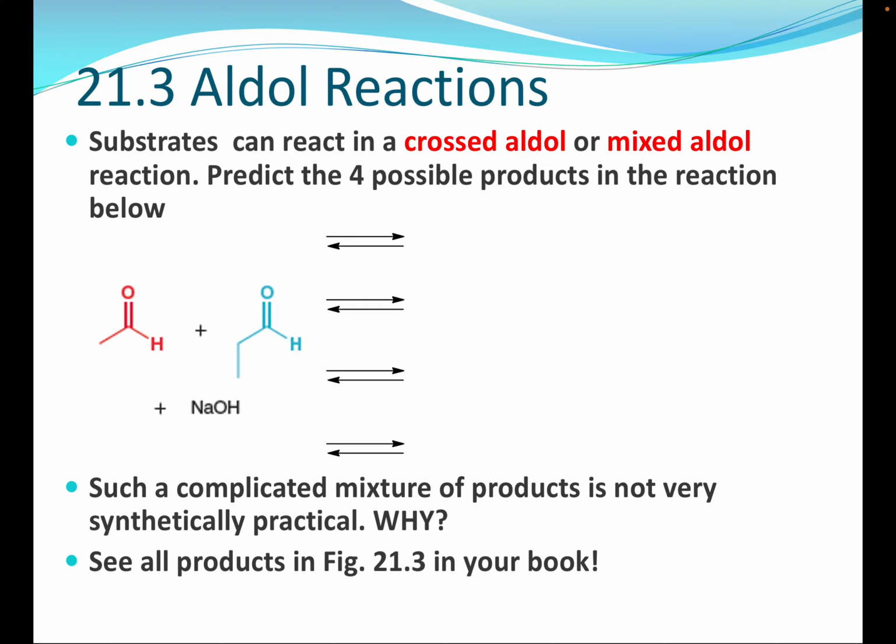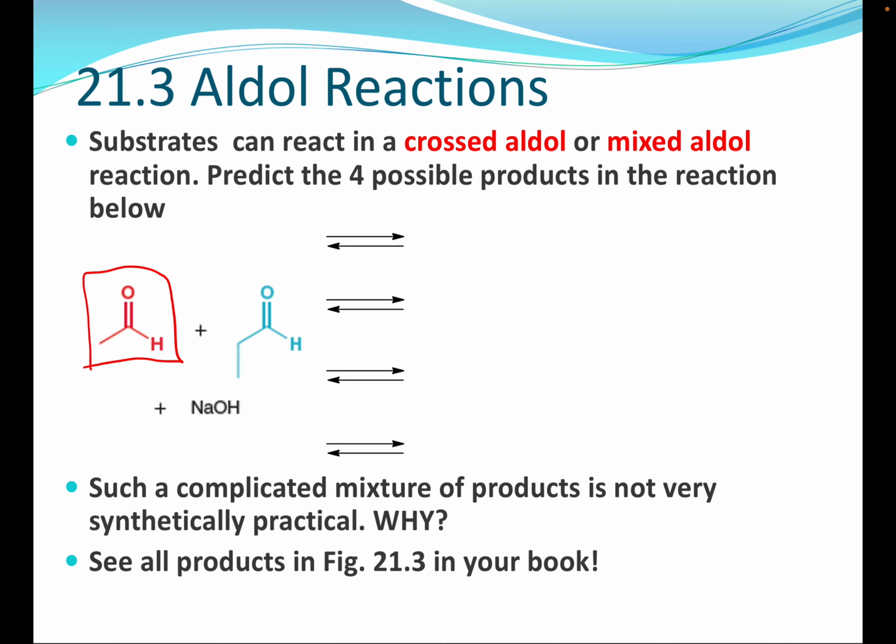So in this case, we have two different aldehydes. We've given some base, so these will be base catalyzed reactions. We can actually create 4 different products from this. So I'm going to draw out all 4 of our products. The way that I'm thinking about this is take each one of your starting materials and turn it into an enolate.